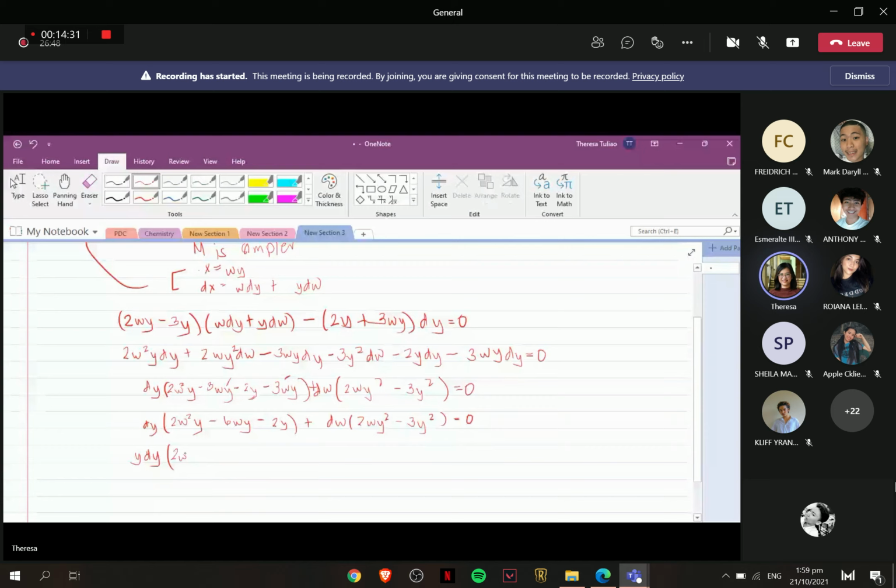Okay? We do the same on the second term. So, separate natin yung y at w. Okay? You can actually factor out y squared. So, nasa labas si y squared dw. So, what is left inside is 2w minus 3, equals 0. Okay? Maalala nyo, ang next step dun sa variable separation is that we are going to divide something here. Tama?